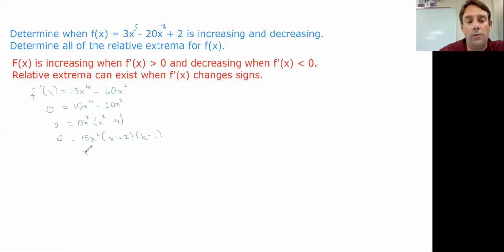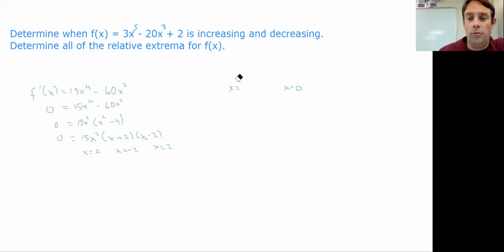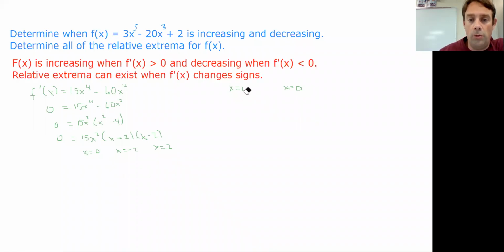So that means my critical numbers are 0, -2, and positive 2. So I'm going to go through and check the intervals. What is the interval between each critical number? So what is the interval between -2 and 0 and positive 2? We're going to check them all. Can't really see the negative there, can you? Oopsies, didn't mean to do that. There you go.